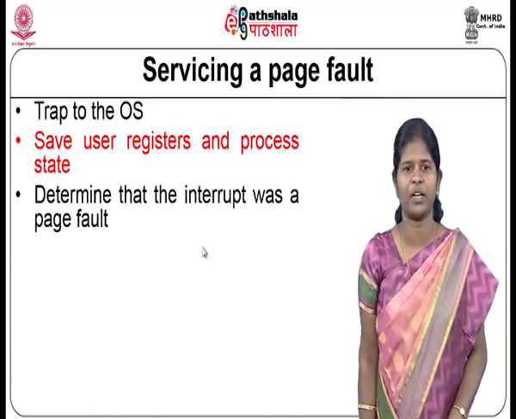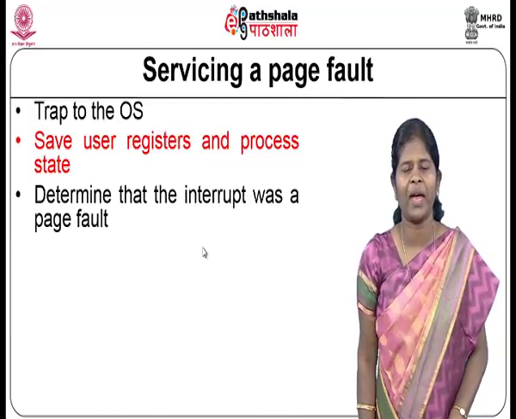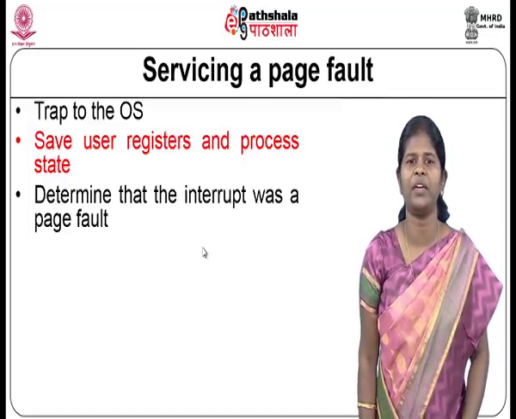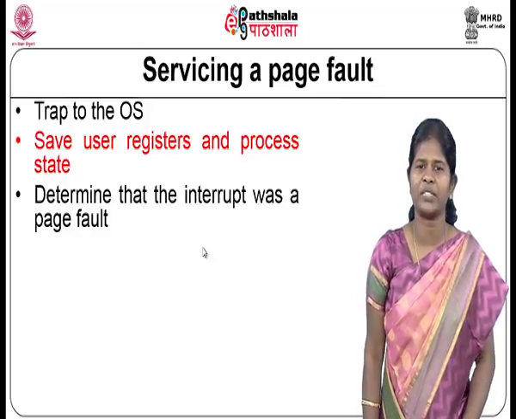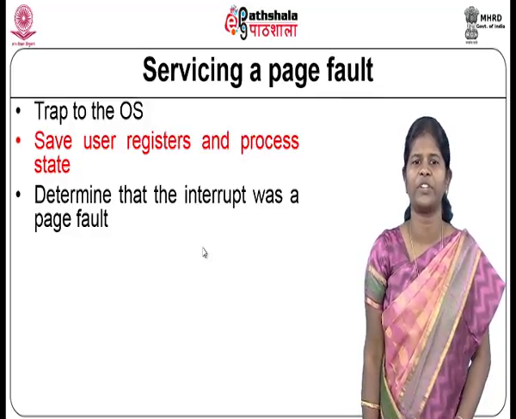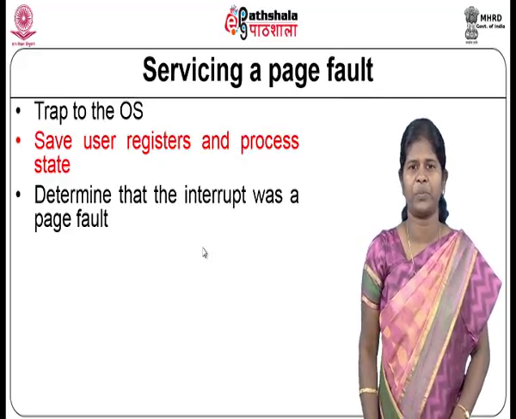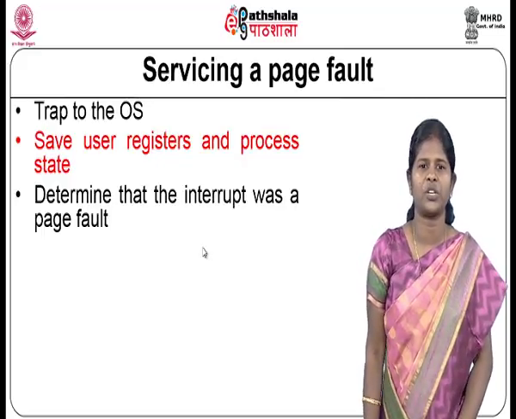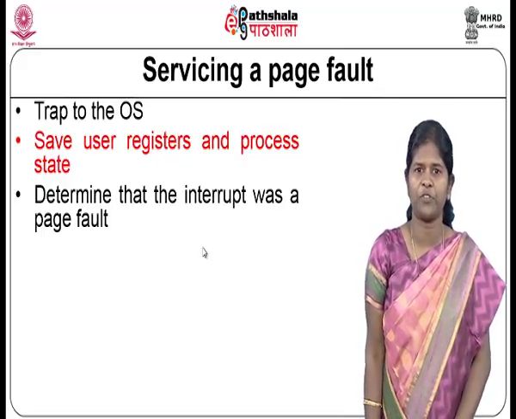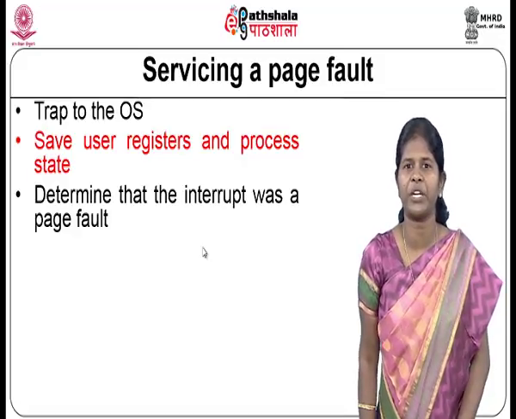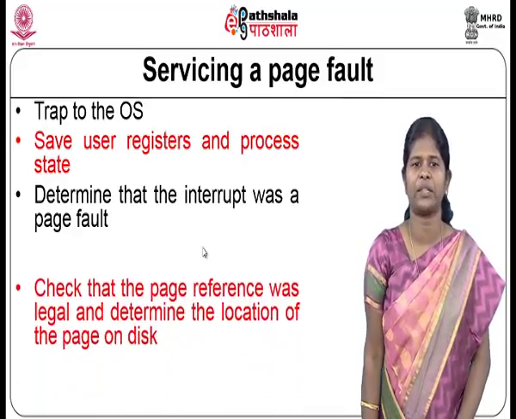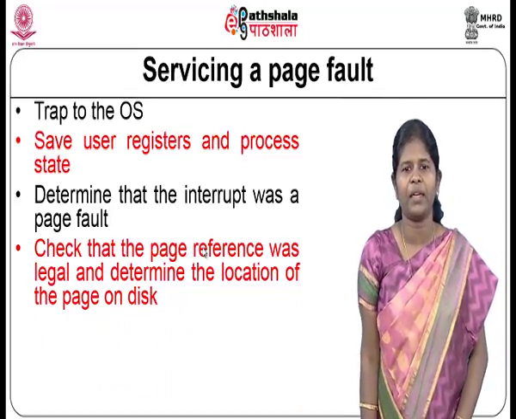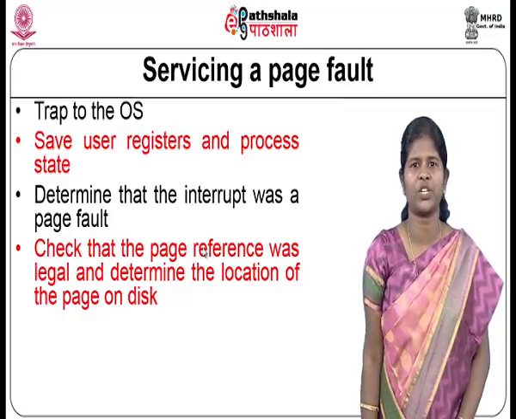So, when a page fault occurs, you trap to the operating system, and when the trap is given to the operating system for the current process, you need to save the user register values and the state of the currently running process. And then you need to find out what kind of interrupt it is, and understand that it is that of a page fault. And then you need to check that the page reference was legal, and then determine the location of the page on the disk.